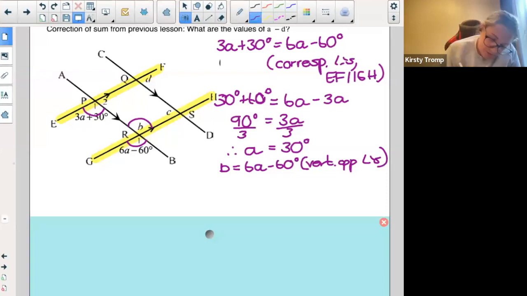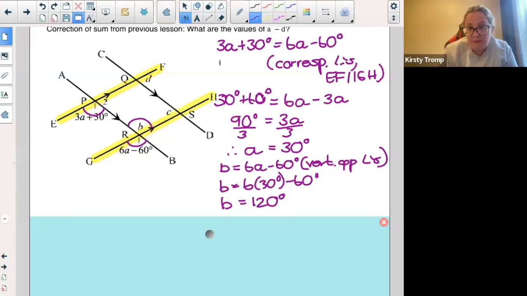Okay, moving on. So I've got B is equal to, do I know what A is? Yes, I do. A is equal to 30, so 6 times 30 minus 60 degrees. I go and put that on my calculator and I get B is equal to 120 degrees. All right, guys, I hope you got that one. I hope that you've got B.